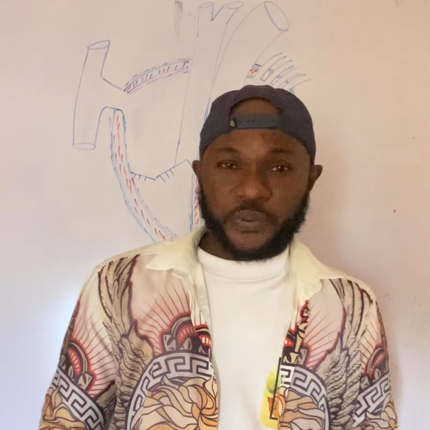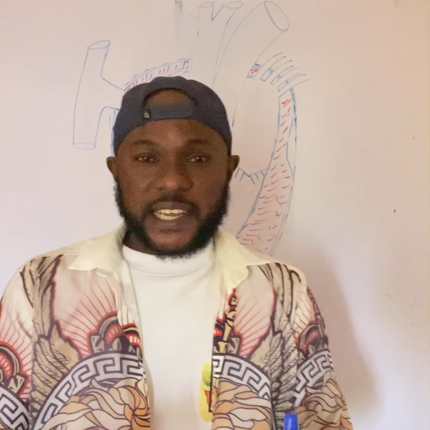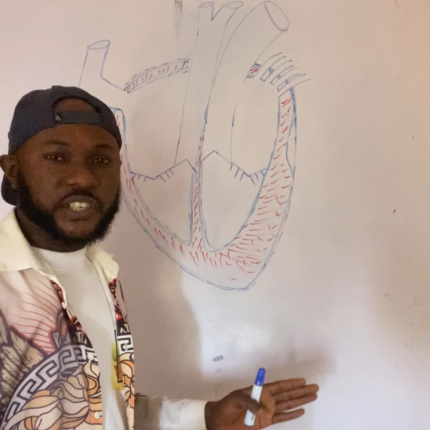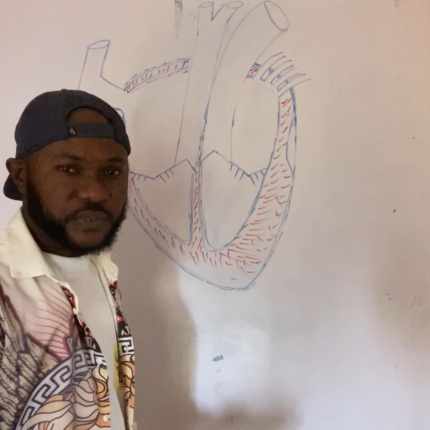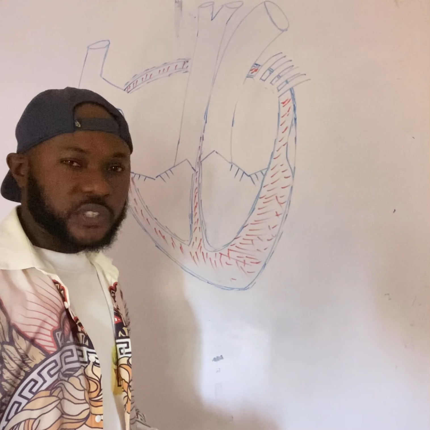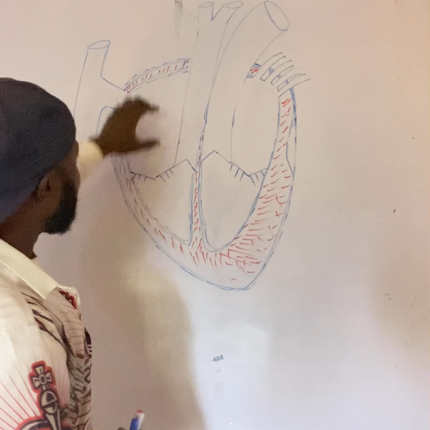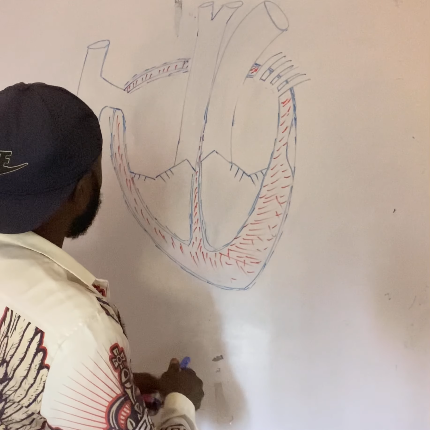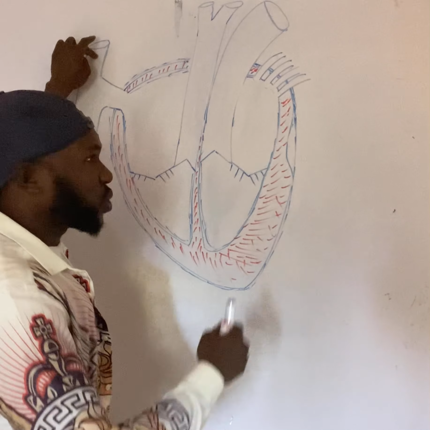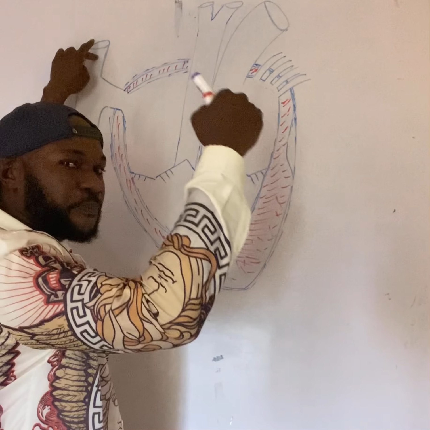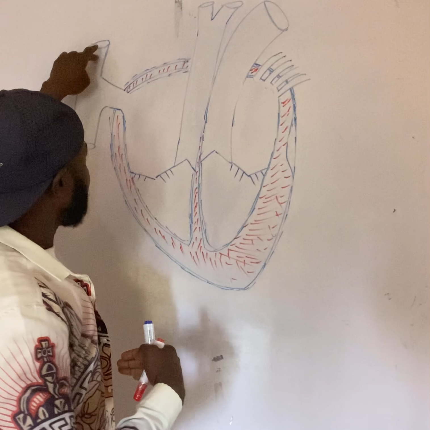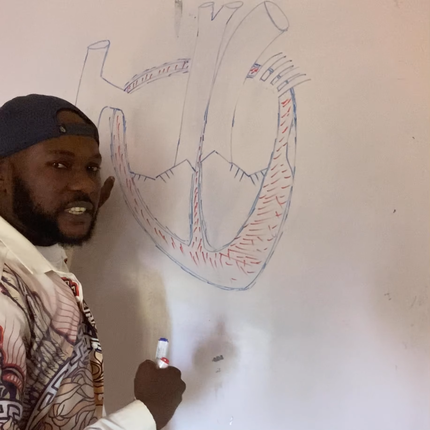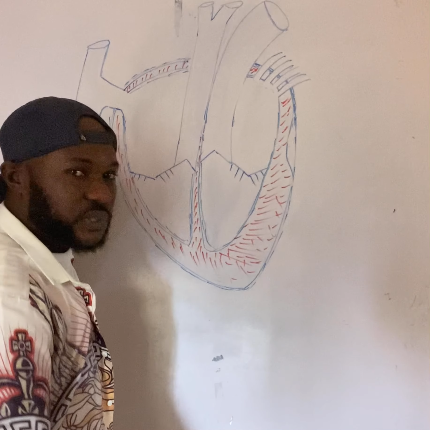In the previous video clip, we looked at the anatomy of the heart. Now let's look at the physiology, the function of the heart. The heart is a pump that pumps blood in the body. So from here, we have our superior vena cava that drains blood from the top to the heart. We have the inferior vena cava that drains blood from the bottom to the heart.